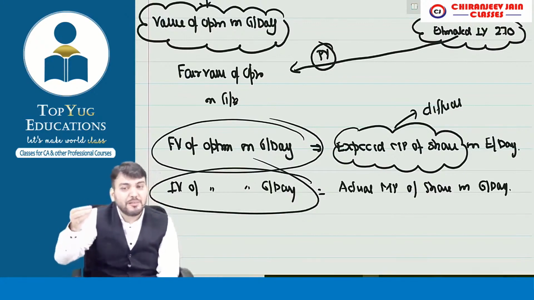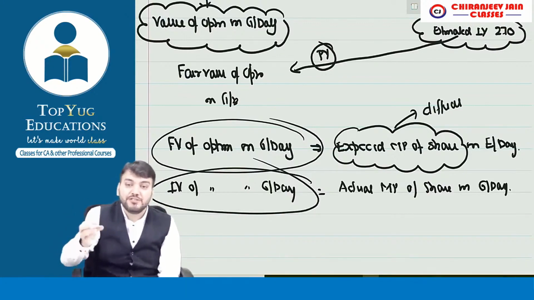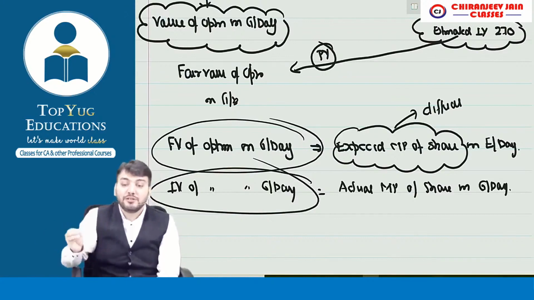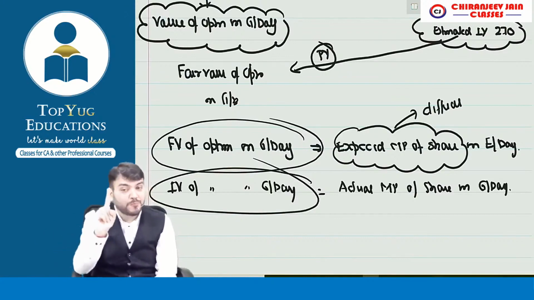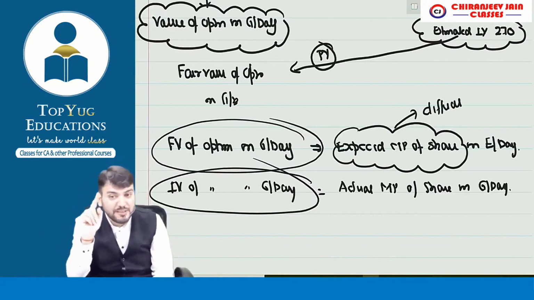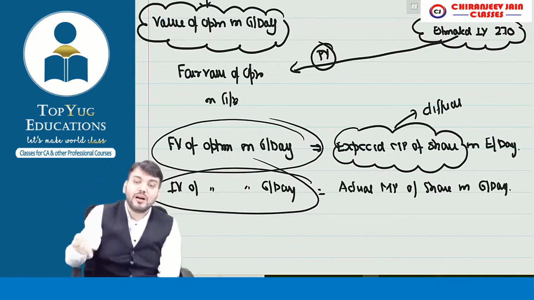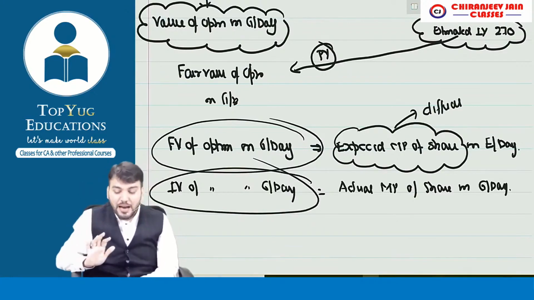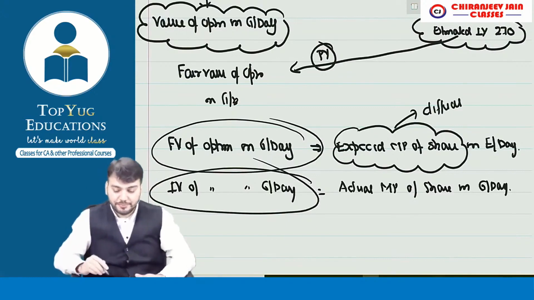But there are some questions given in RTP, revision test paper, जहां पर उन्होंने फेयर वैल्यू भी दिया है. तो if fair value option is given in the question, use fair value, otherwise use intrinsic value. I think now you have understood this point.